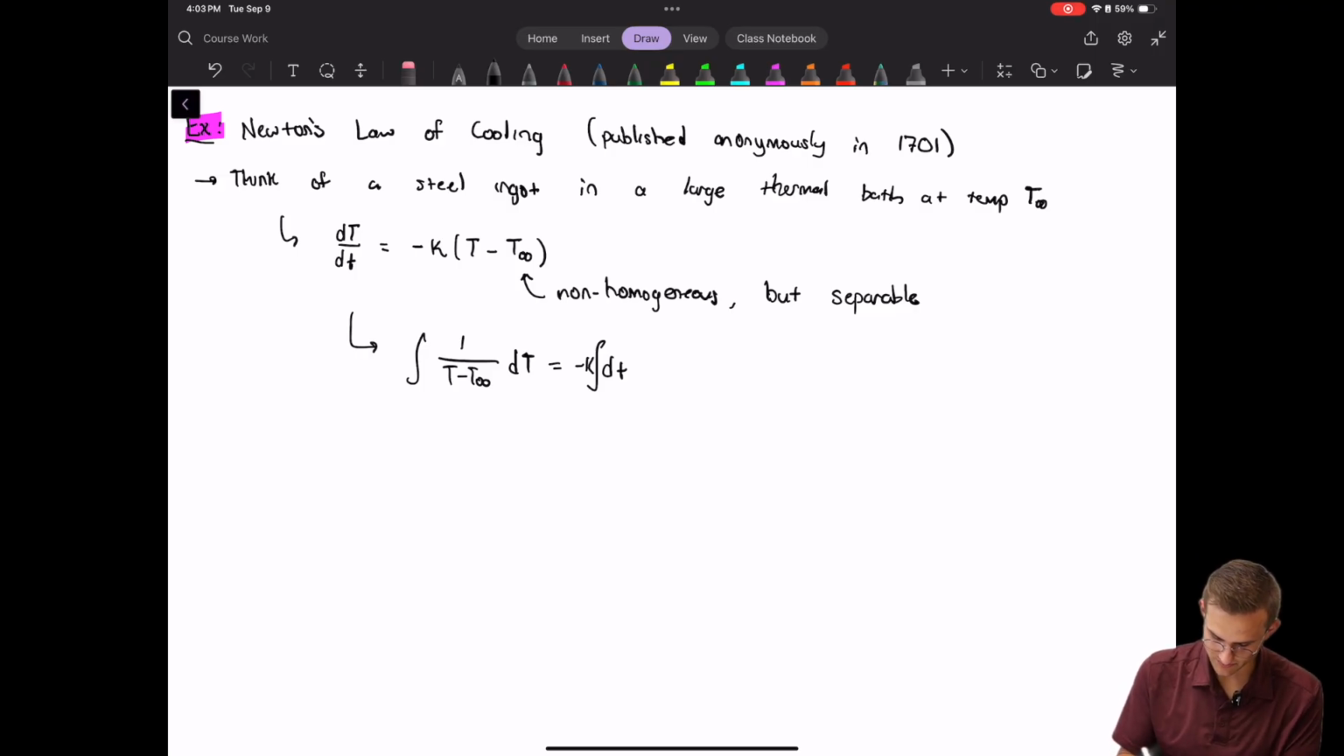So that's one example. Another modeling example, a further example, is oil coating.